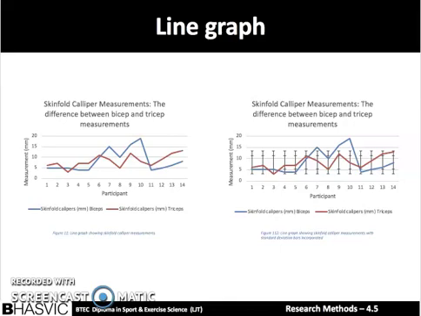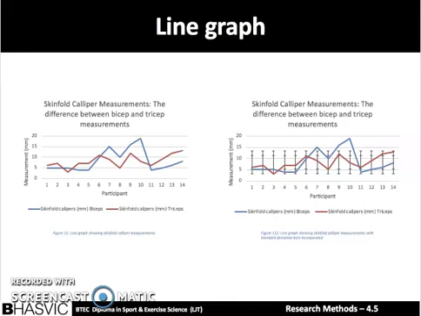But if we move on to the specifics then, presented on the screen now is the line graph. So line graphs basically show a comparison between two different things. You can see in figure 11 there's a comparison between bicep and tricep measurements from skinfold caliper.